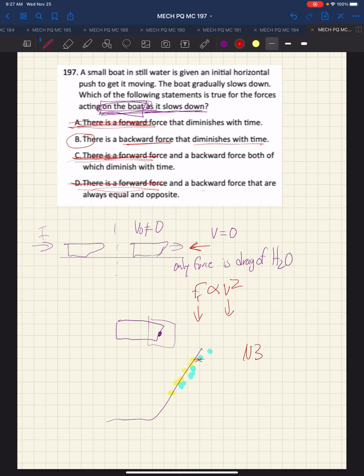For every action, there's an equal and opposite reaction. But that is not a force acting on the boat. The force that's acting on the boat is the water on the boat. It's not a question of the boat providing a force on the water. All right, so that's a key difference. The force is acting on the boat. Well, the boat itself is acting on the water, but it's not a force that's acting on the boat in the forward direction. So that's why we're looking at choice B.